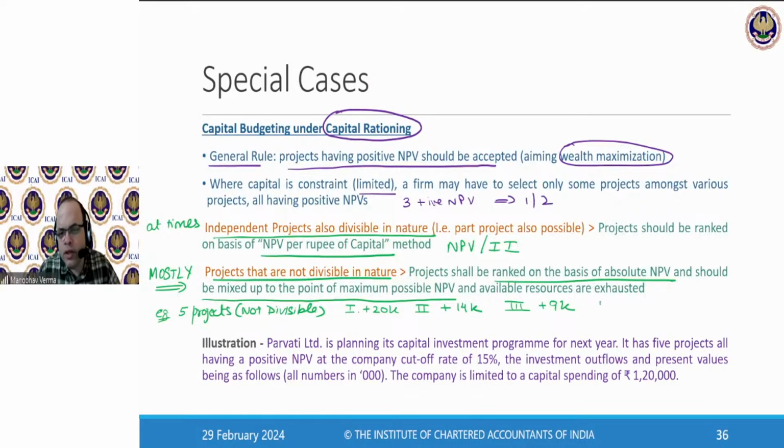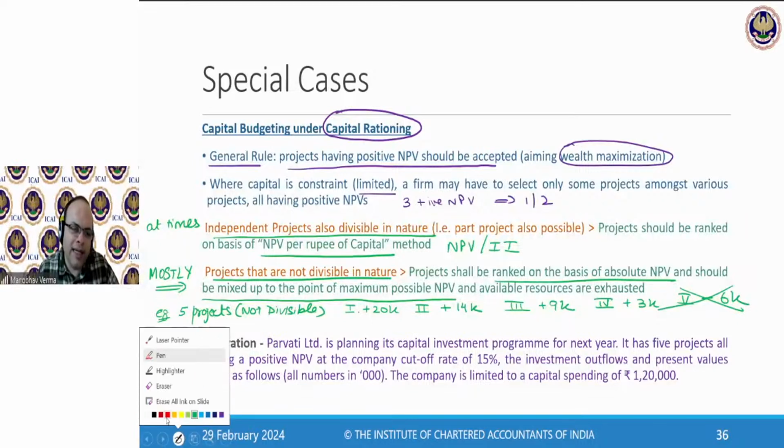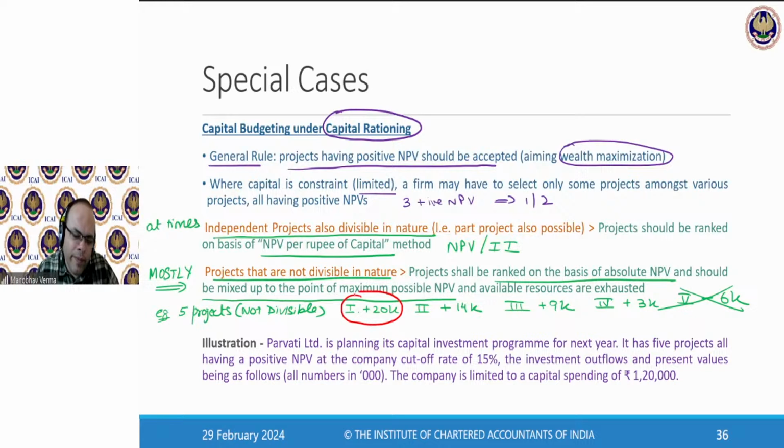Let me also give you the other projects. Let's say the fourth project is giving you plus 3k. And the fifth project is actually giving you a negative NPV. So that means the fifth project is gone out of the contention, if that's the case. Gajendra says, choose the project with the highest NPV. So Gajendra says that we can select option number 1.